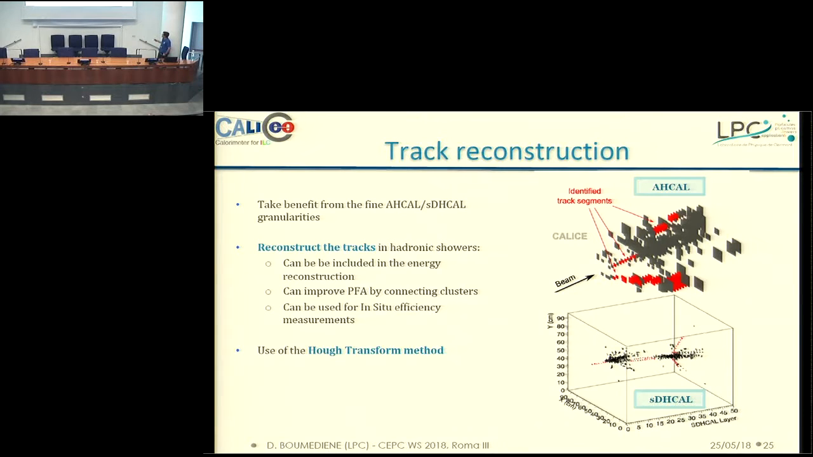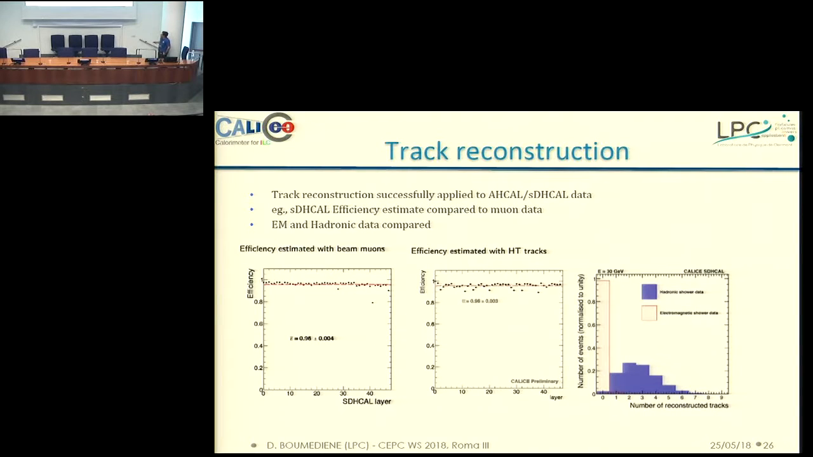For example, here, the fact that you have some hits but that you identify tracks helps you to connect these 2 clusters that belong to the same pion. You can also use these tracks for the energy reconstruction by assigning a different weight to these hits. And you can also use these tracks to make some in situ calibration. The method that is commonly used, both in the analog hadronic calorimeter and the SD HCAL, is the Hough transform method.